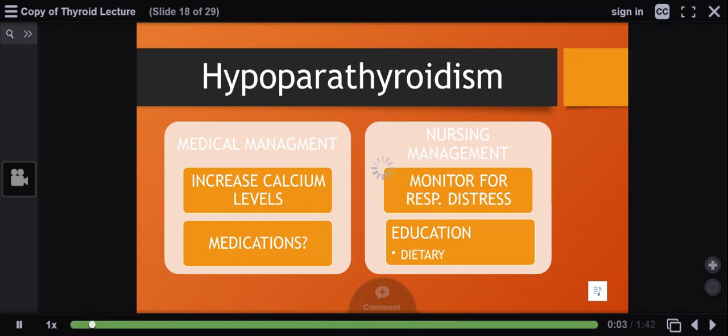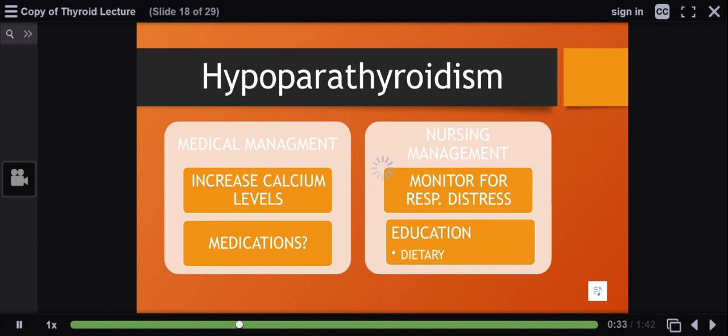The management of hypoparathyroidism really is determined based on the underlying cause. Medications such as calcium or vitamin D may be given to increase calcium levels by helping with the parathormone release. We may also see thiazide diuretics given, since these help to decrease calcium secretion.